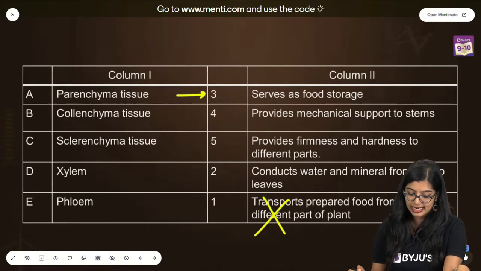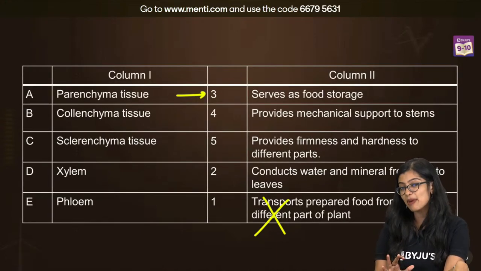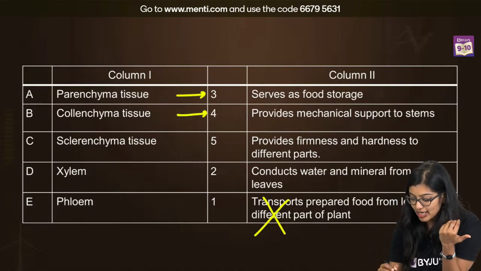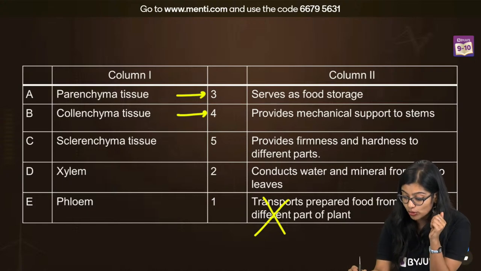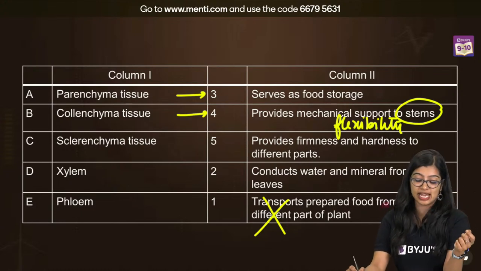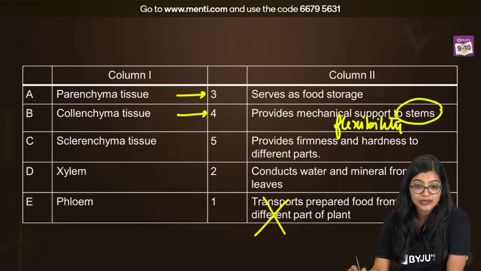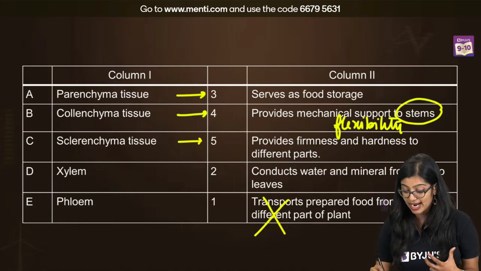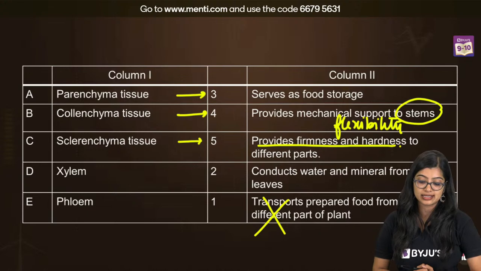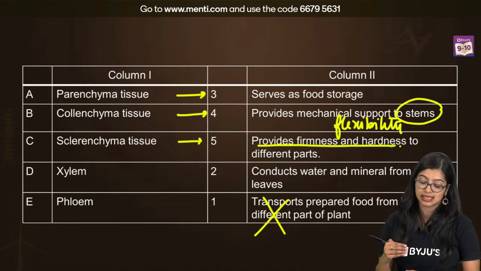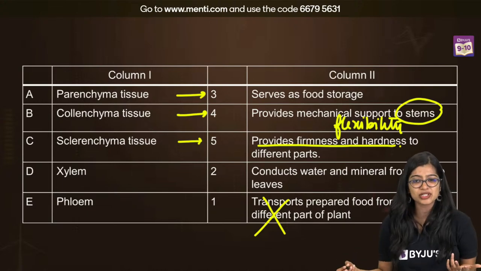Now, next one, what is it? It says collenchyma, sclerenchyma. There was confusion because you don't know what exactly. Now, see, collenchyma provides mechanical support to stems, right? And we know that they also provide flexibility. Here they are specific to stems, which is why we know it's collenchyma. On the other hand, sclerenchyma is found in different parts and provides mechanical support and hardness. So that is your key to differentiating between collenchyma and sclerenchyma. Then you have xylem and phloem, which is very easy, right?